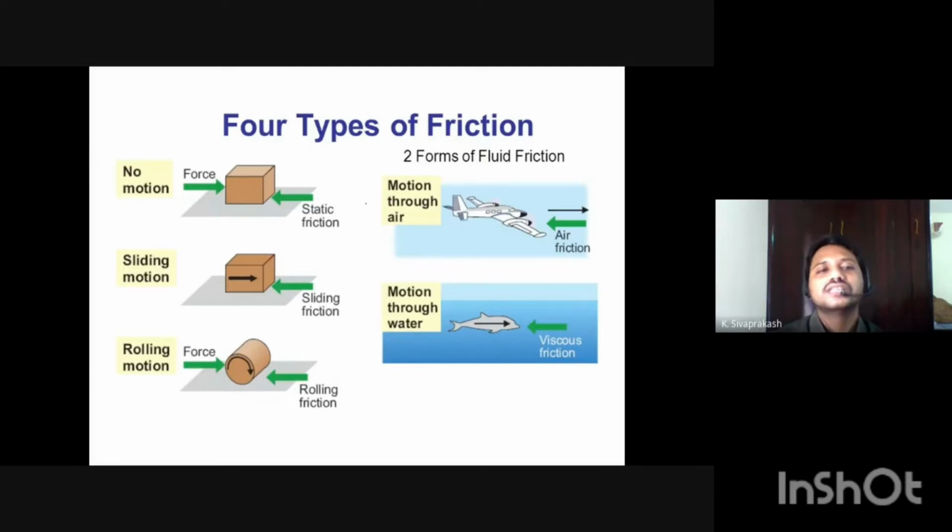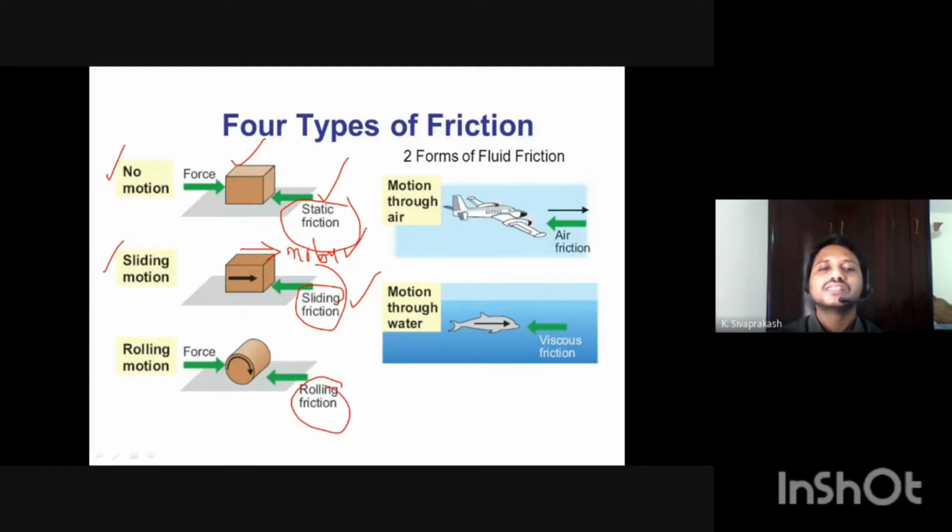Here, the three types of friction are shown, and here there is no motion. Why? Because this is static friction. I told you static friction means the friction force exerted by the body when the body is at rest. The next condition is sliding friction. Here the body is under motion, it is moving. When it is moving, the frictional force developed between the contact surfaces is known as sliding friction. And coming to rolling friction, due to the rolling of this object, the surface of contact will give the rolling friction.